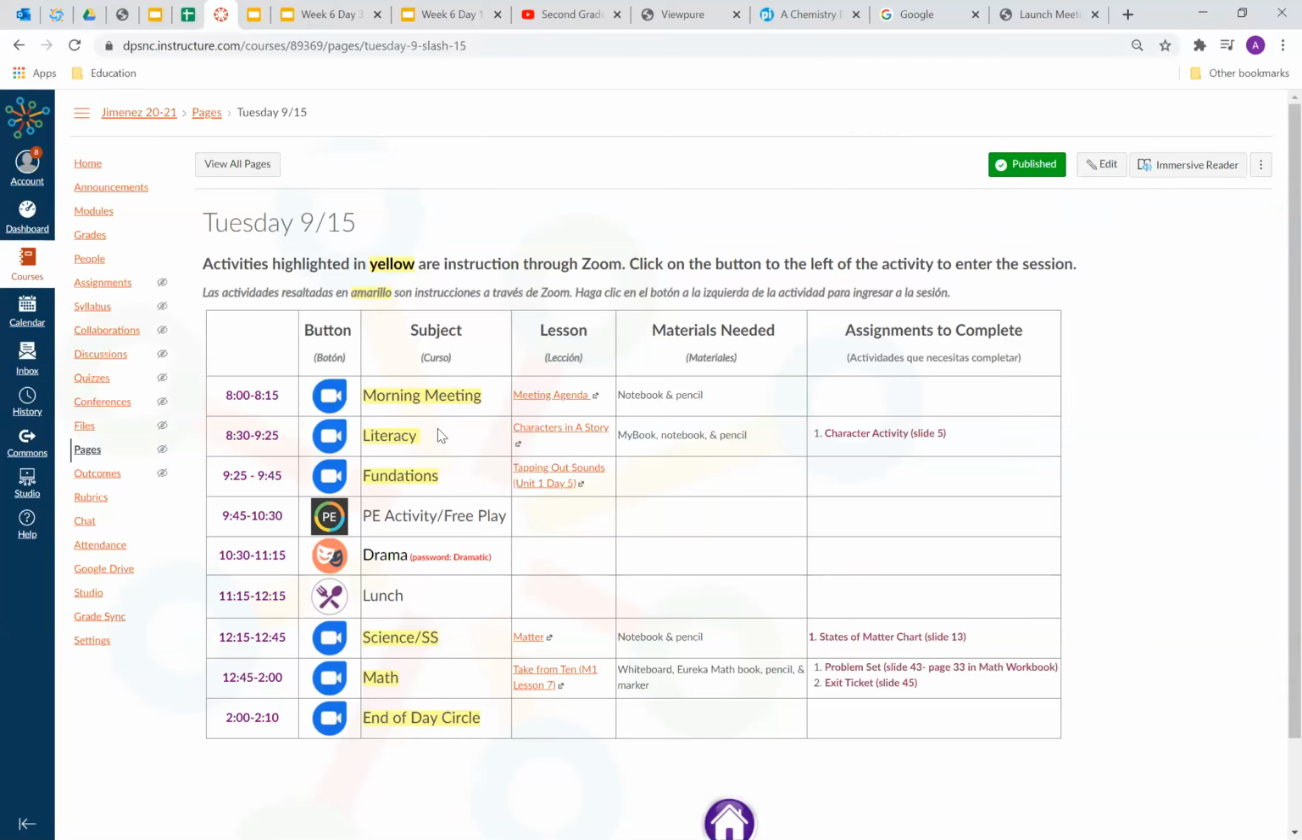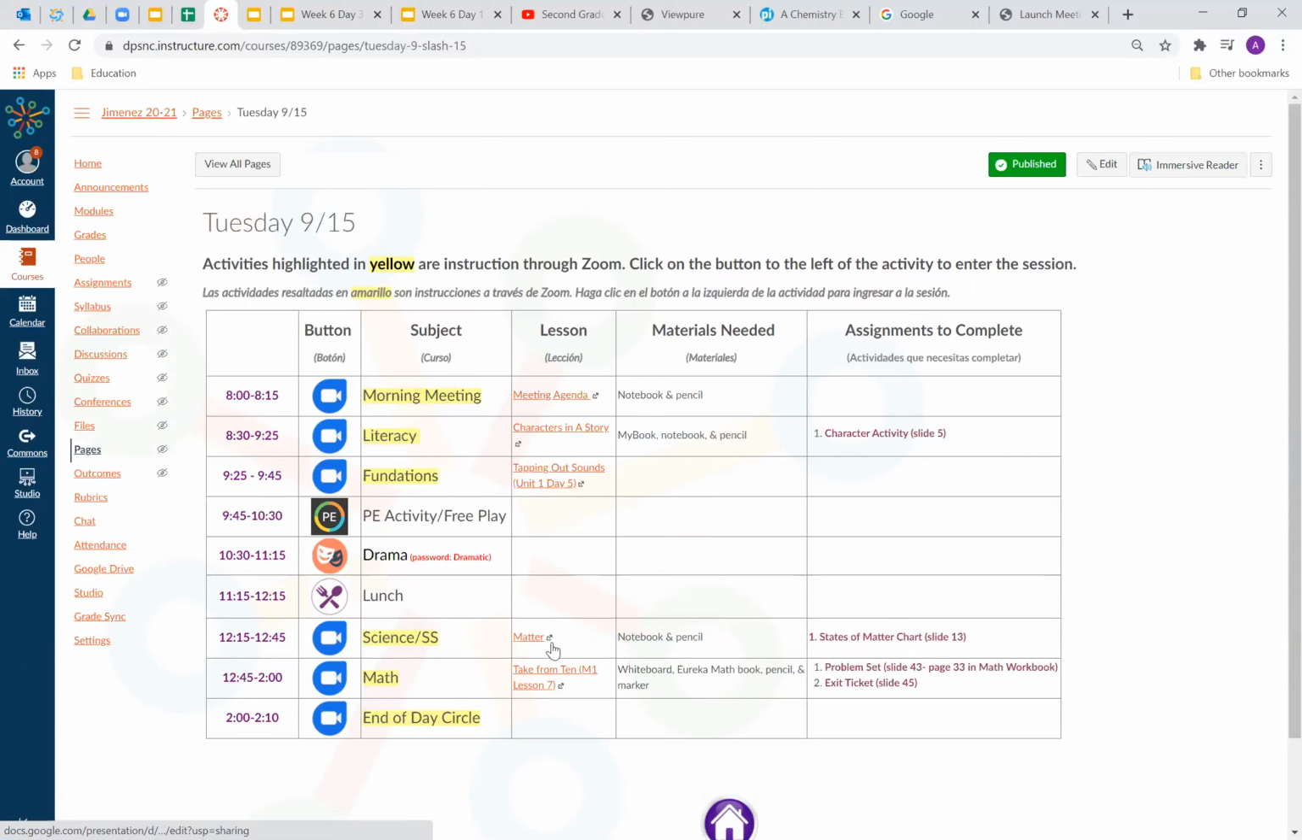For example, for literacy, we will always have a mini lesson that we will do whole group together. Following our mini lesson, we might have an activity that we practice together, again, whole group, and then your students will do an activity to practice that skill by themselves. In this case, they had a character activity on slide 5 of our presentation, which can be found under lessons.